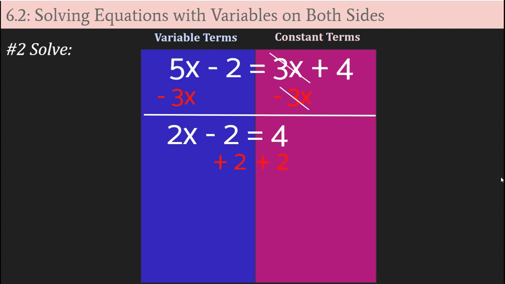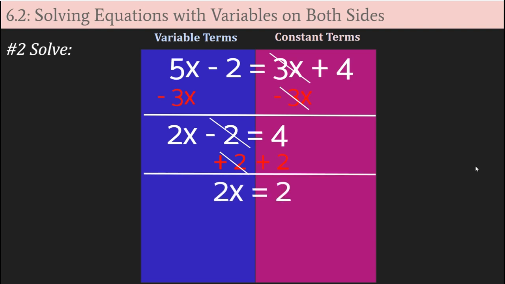The next step is to then figure out what the inverse operation is for the constant term on the left side. So right now we have a subtraction, so that's why we're going to have to add 2. Because we want to get that zero pair, we need to cancel out the 2 on the left side. So we're going to go ahead and add 2 on both sides, cancel out the negative 2 by finding its zero pair, and we are now left with 2x is equal to 2.